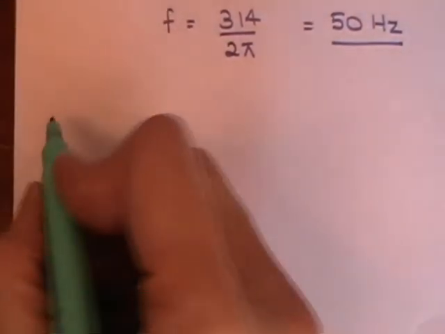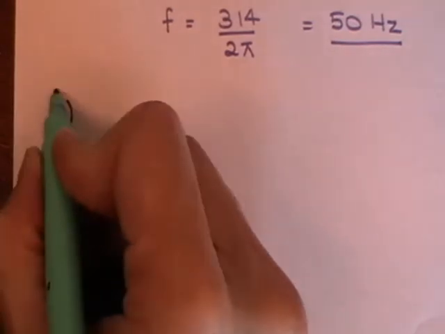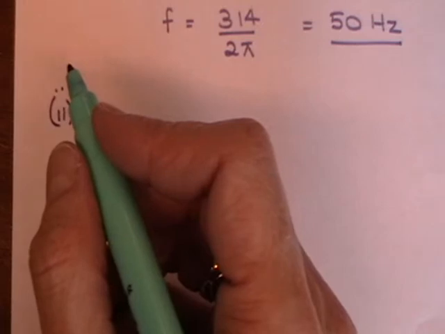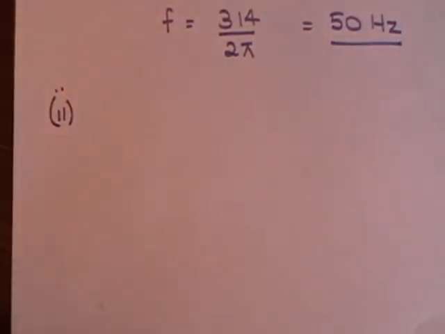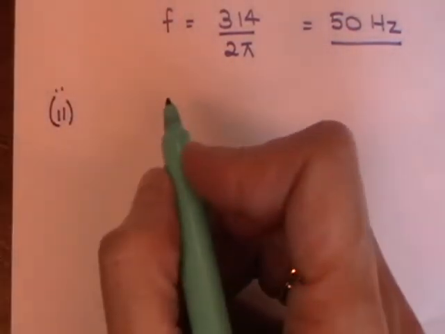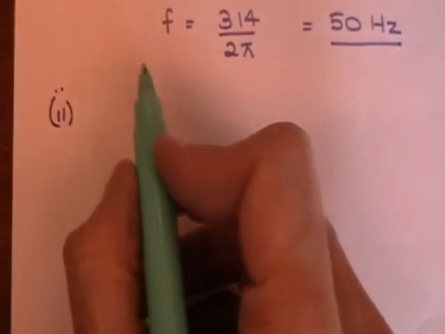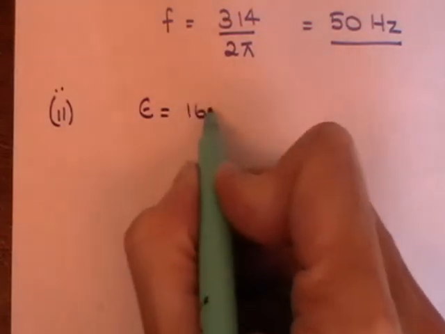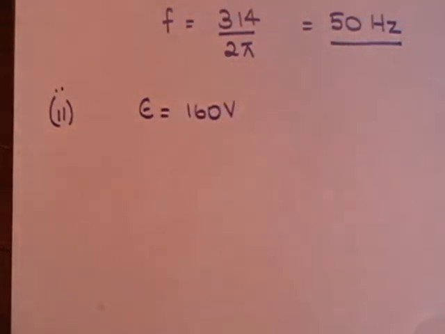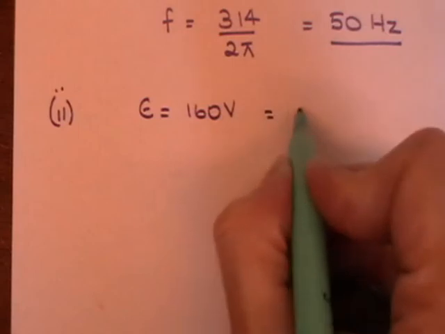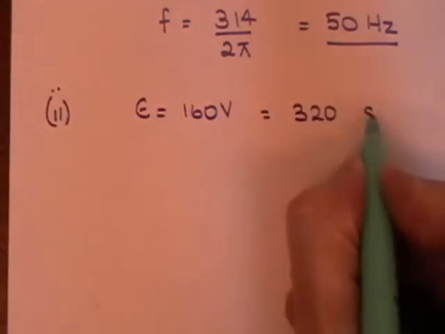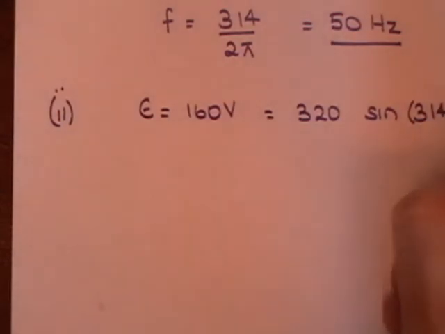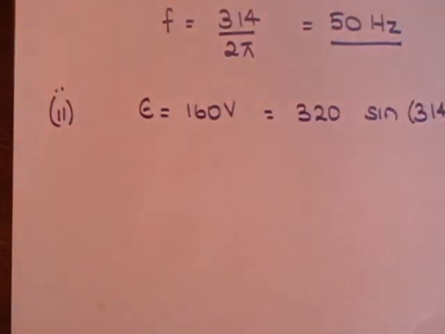Part 2 says calculate the minimum time in milliseconds for the output of the generator to rise from 0 to 160 volts in each cycle of operation. So that means that your induced EMF has gone from 0 to 160. So it's 160 minus 0, which is 160. And that's equal to your equation 320 sine of 314t. And we want to find out the value of this t.